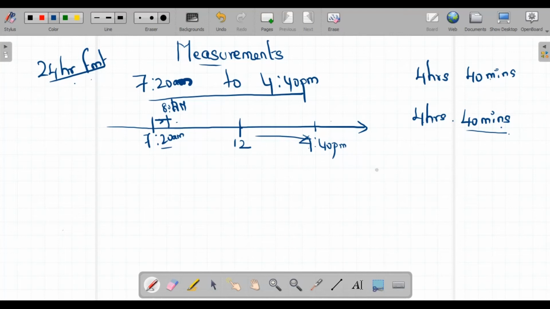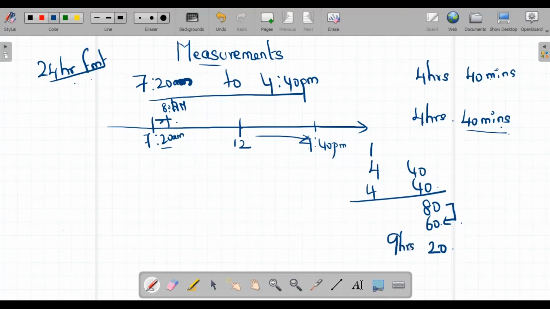So now let us add these 4 hours 40 minutes twice. So it is 4 and 40 here. Now what happens? 40 plus 40 is 80. But there is nothing called 80 minutes, so I have to reduce this by 60. I am subtracting 60 from here, which gets me 20, and I carry over a 1. Because I am subtracting 60, I am carrying over a 1 here. So it is 4 plus 4, 8. 8 plus 1 is 9. So the total time duration between 7:20 a.m. and 4:40 p.m. is 9 hours and 20 minutes.